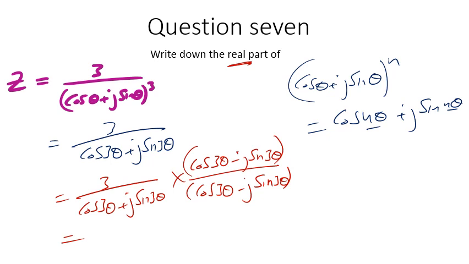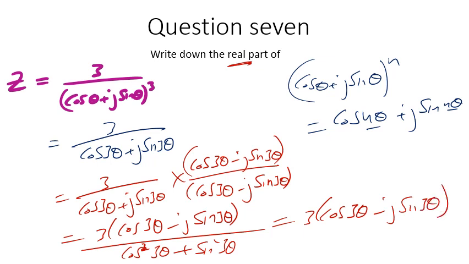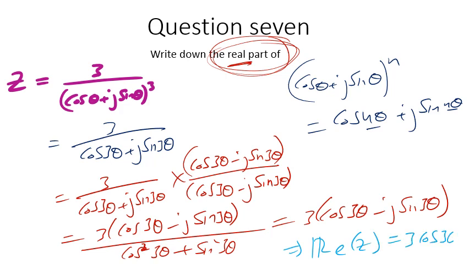So what's happening on the top? You're going to get 3 into cos 3 theta minus j sine 3 theta. Look at the bottom. Beautiful. Cos squared 3 theta plus sine squared 3 theta. And this is going to be 3 into cos 3 theta minus j sine 3 theta. And they want to know the real part of that number. So the real part of z is going to be 3 cos 3 theta. Agreed. Beautiful.